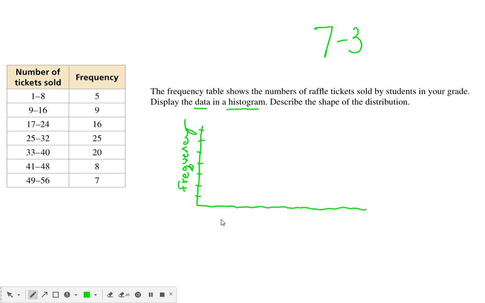If you're doing this on your own paper, it's nice sometimes when they give you a blank X and Y graph to be able to just fill in. And so down here on the bottom, what do I want to label this? This is the number of tickets sold.